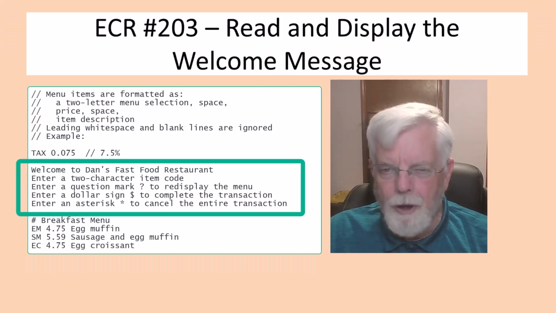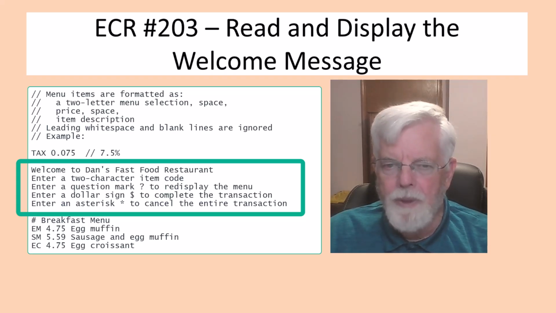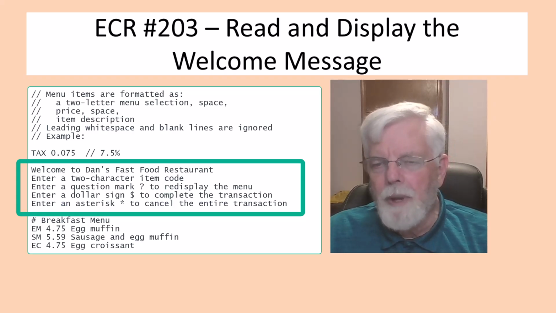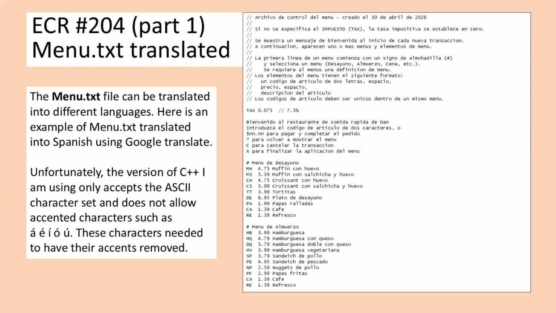And now the third ECR. A welcome message is available in menu.txt, located before the text and any menus. Develop a plan and estimated time to read this message into either an array of strings or a double-dimensioned array of char, and display the welcome message at the beginning of each transaction before the menu is displayed. The welcome message has additional information besides the welcome, such as keystrokes to display the menu, cancel a transaction, or exit the menu program. Finally, the last ECR for the project.